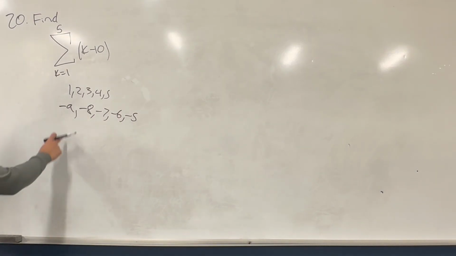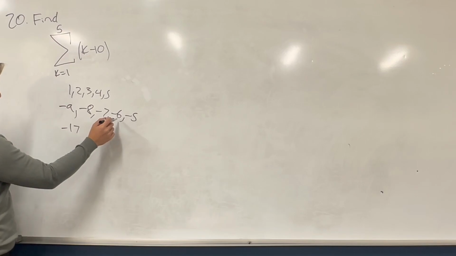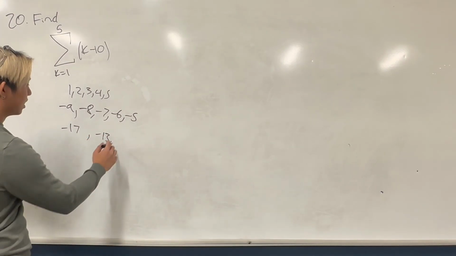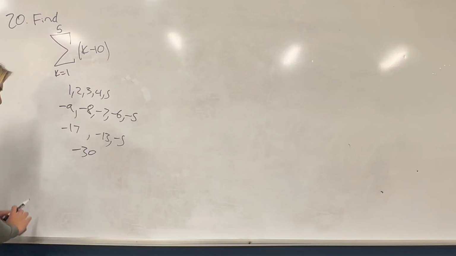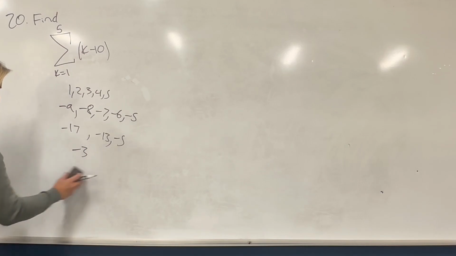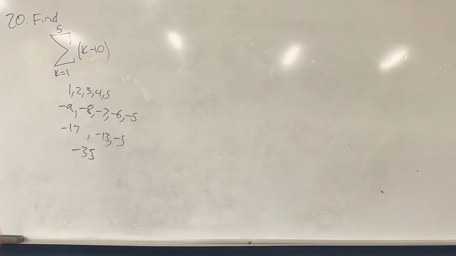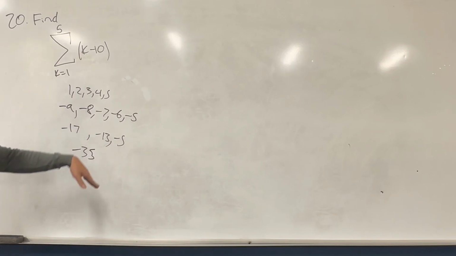Add this all together. 9 and 8 becomes 17, so negative 17. 7 and 6 becomes 13, sorry. And then negative 5. So negative 17, negative 30, negative 35. Okay, negative 35. You get the gist. Basically, it's easy: we start at 1 and go to 5, plug in each value, and then add all the values together, giving negative 35.